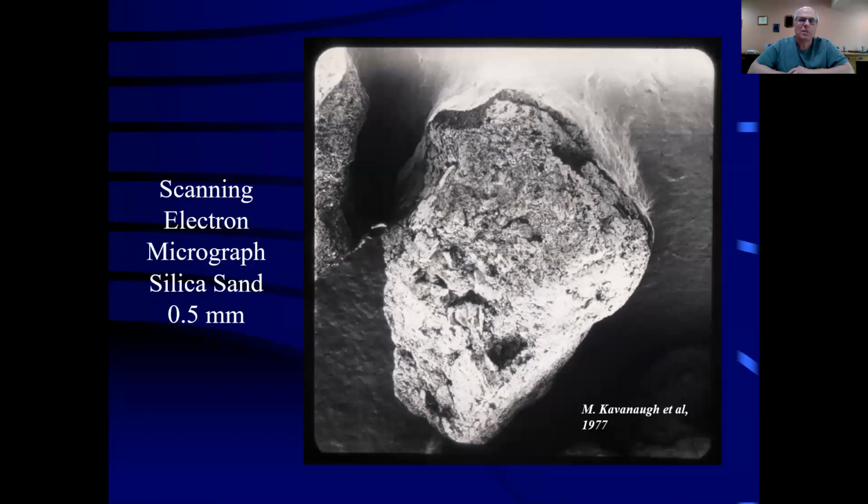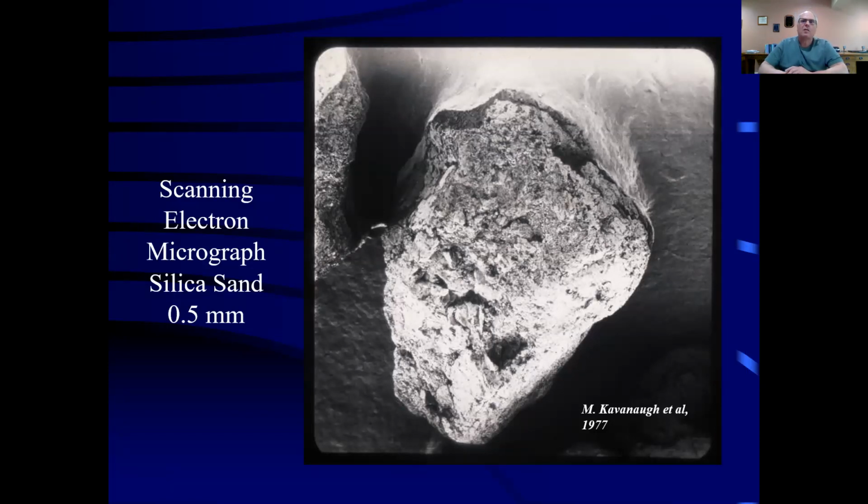Let's look at some electron micrographs of silica sand and anthracite. This is about a 0.5 millimeter sand. Notice the good and the bad about the sand. The sand, as we know, is very, very hard and durable. It's not going to break up over the years. It's nicely shaped and fairly rounded when you think about it.